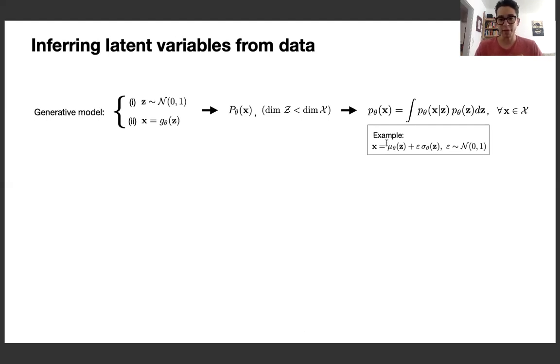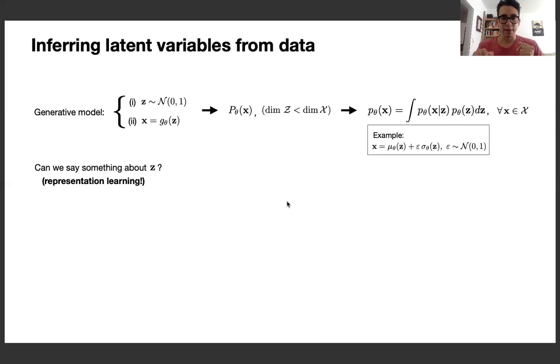Sorry, I went too quickly. This is a specific example. If we choose our map to be of this form, this is basically a Gaussian reparameterization. Then we get a Gaussian density. The likelihood is going to be a Gaussian density, and this integral is basically going to be an infinite mixture of Gaussians.